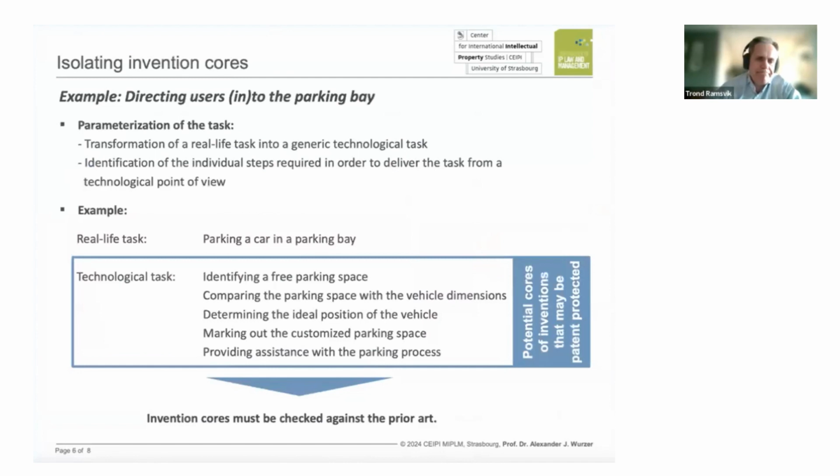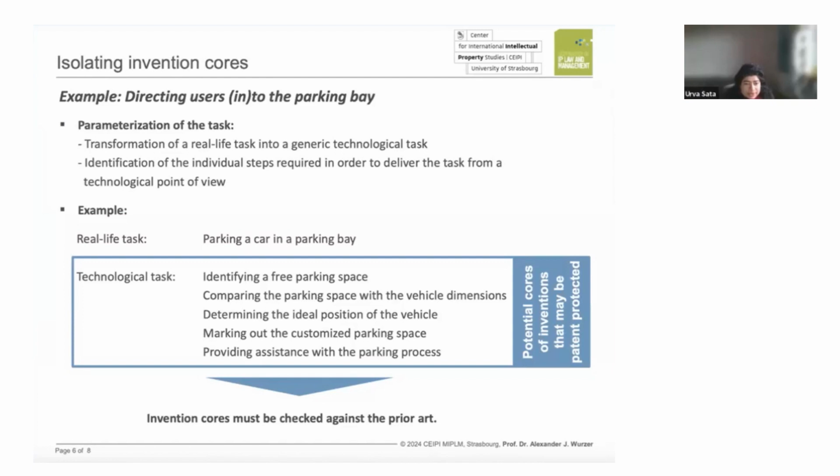Next slide. So then we go to isolating invention cores. So what are invention cores? These are basically the fundamental principles behind the approaches, and to achieve the desired goal, these are to be implemented and identified. How can this be achieved? By parameterization of the task, by transforming a real-life task into a generic technological task, and then identifying the next steps in order to deliver the task from a technical perspective.